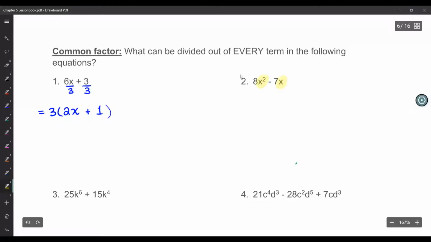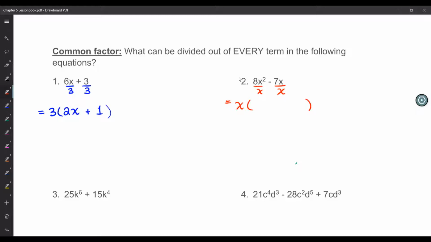What is common in both of these terms? Lexi? They both have an x. Inside of the first term, there are 2 x's, and inside of the second term, there's a single x. So the max that I could take out from this is 1 x. I'm going to take out an x from each term. That's going to be our greatest common factor. We will put it out front of a set of brackets and write what's left after we remove that from each term.